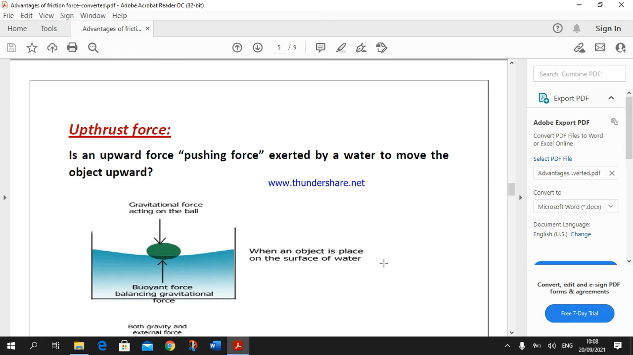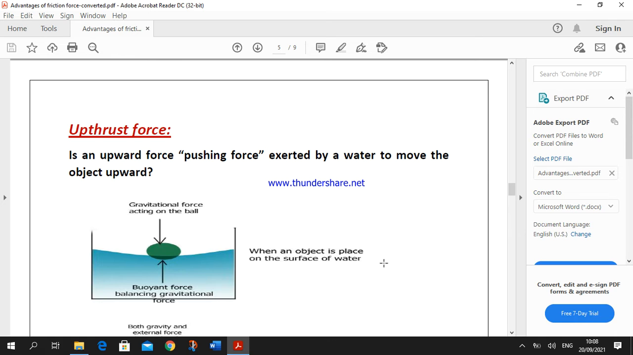In the last session, we talked about friction force, air resistance, and water resistance, and you know that they act against motion. Now, we will talk about upthrust force. Upthrust force is defined as a pushing force exerted by water to try to move an object upward. So upthrust is a type of pushing force, or upward force, against gravity.